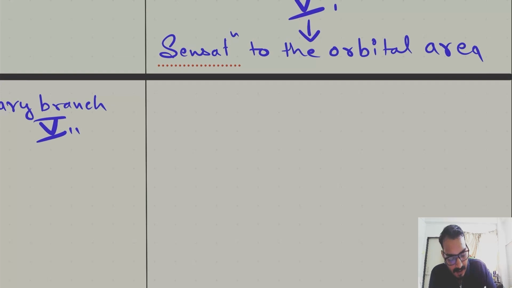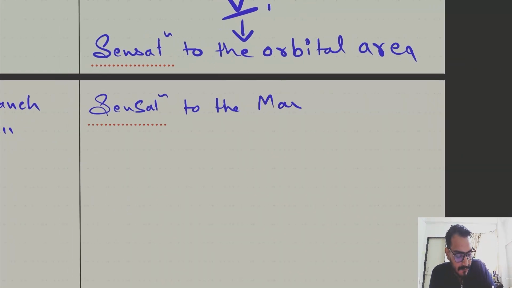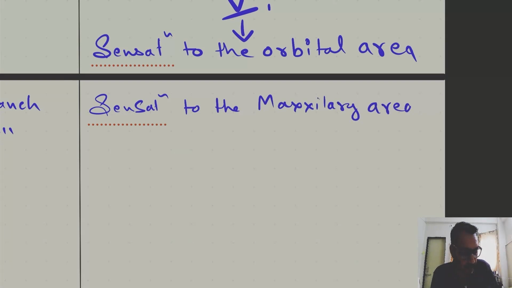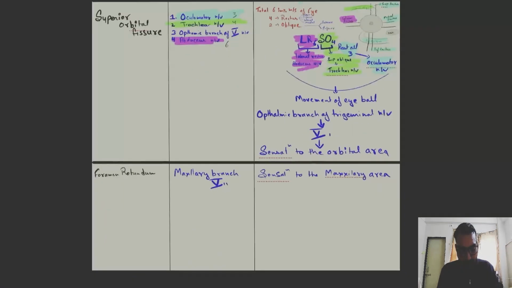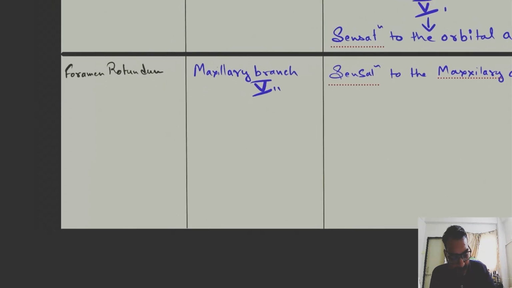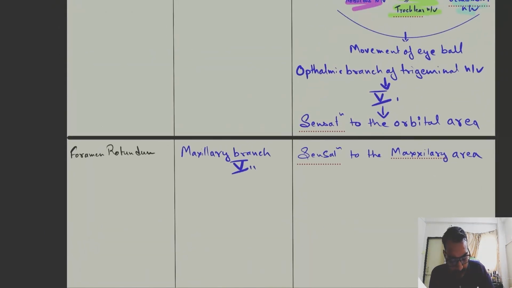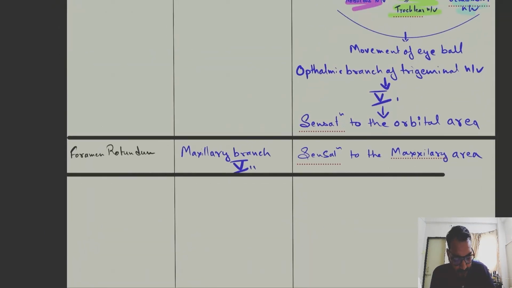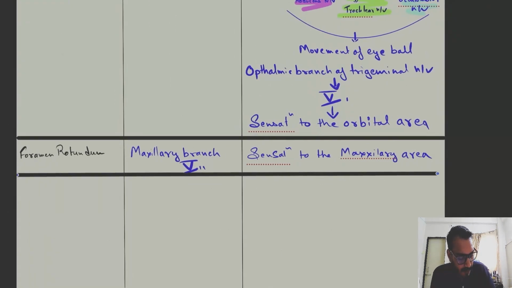What is it doing, guys? It is giving sensation to the maxillary area. That's all you have to remember about foramen rotundum. Another thing which you have to remember is about foramen ovale.